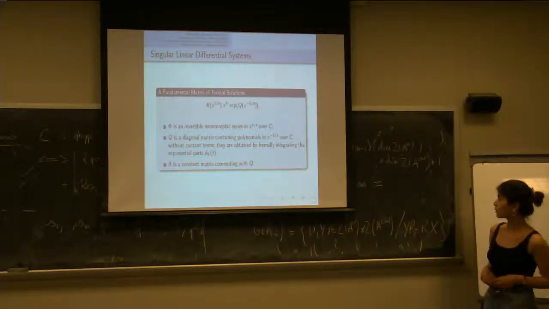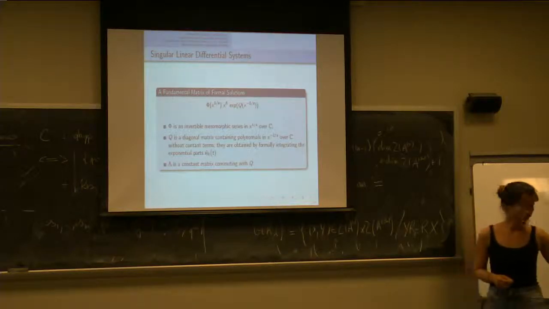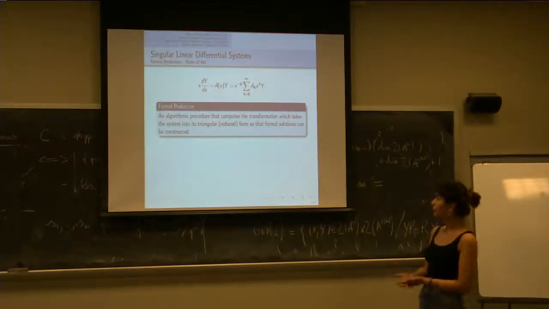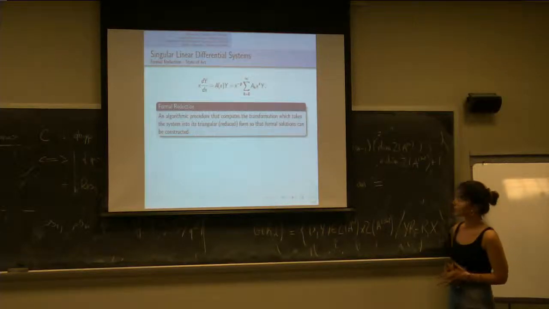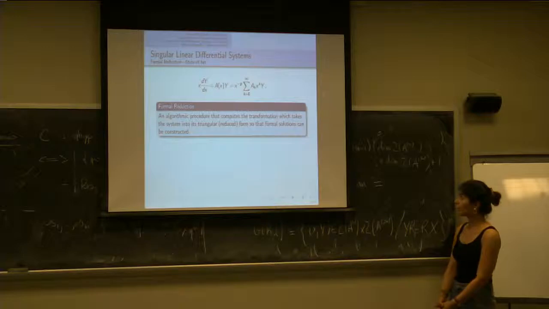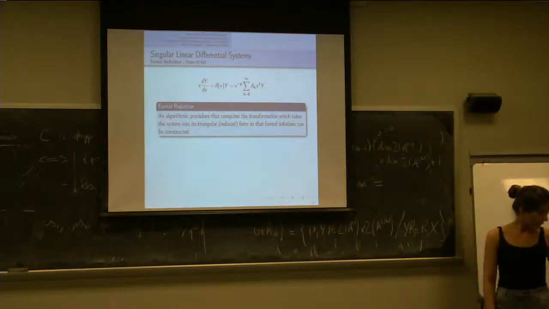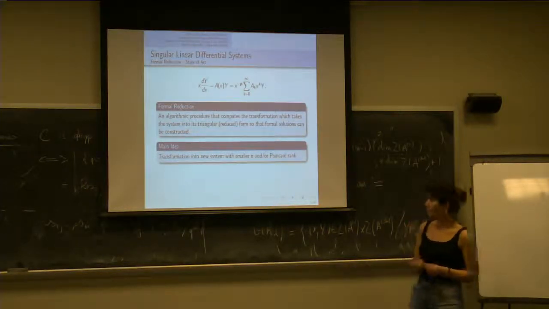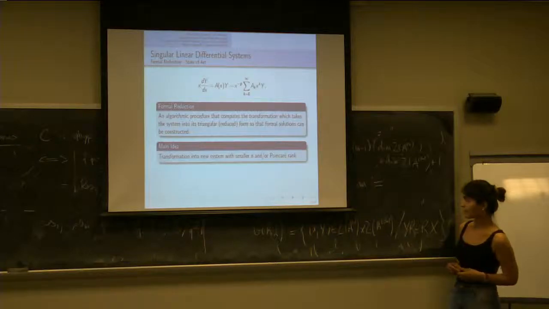However, although we know this normal form and we know the form of the solution, the question of the construction of a fundamental matrix of solution is a question of another nature. So, what I mean by formal reduction is the algorithmic procedure that computes the transformation, this change of bases, and these ramifications S, the changes in the independent variable, which take the system into its triangular form so that formal solutions can be constructed. And the idea is that at every step we find a transformation T such that the new resulting system either has a smaller dimension or a smaller Poincaré rank P.